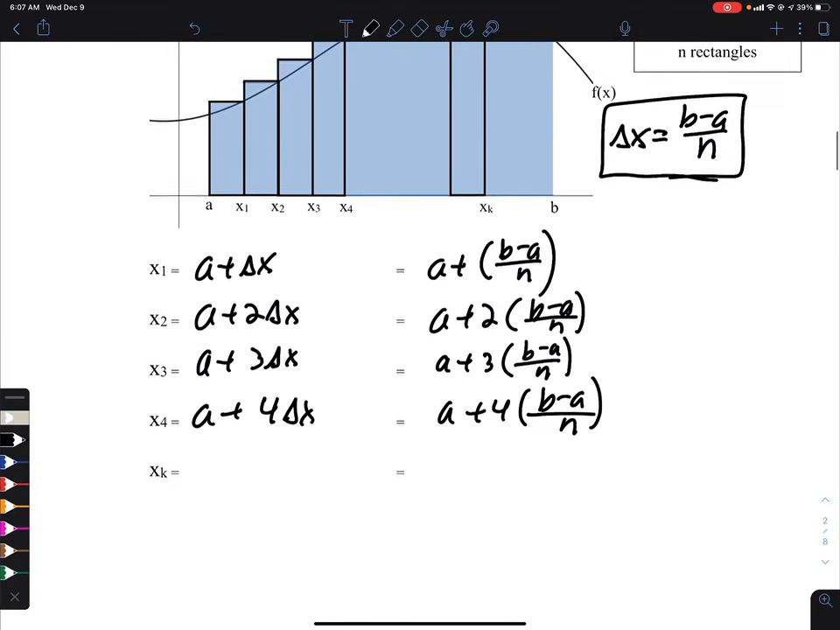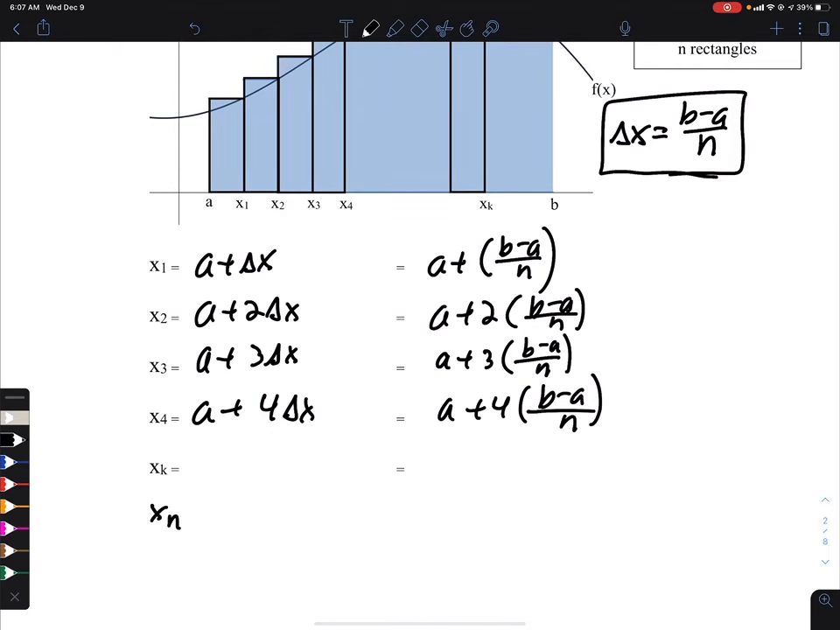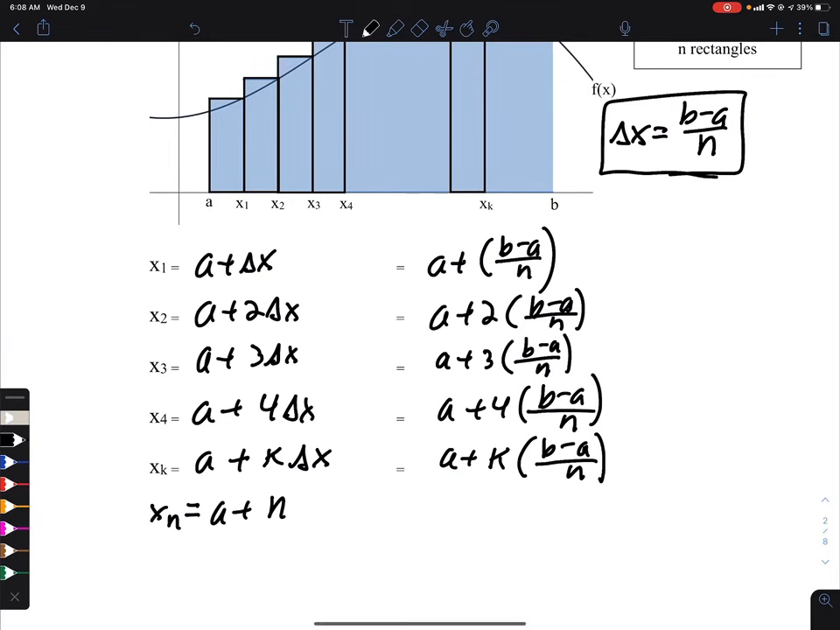So here's a question. I'm going to add another one here, x of n. How do you get to the kth term? We'll follow the pattern. We start at A, and we move over delta x k times, so it's k delta x. That's the general term for any kth rectangle. And then the last one's going to be the nth one. So you start at A, and you move over delta x n times.